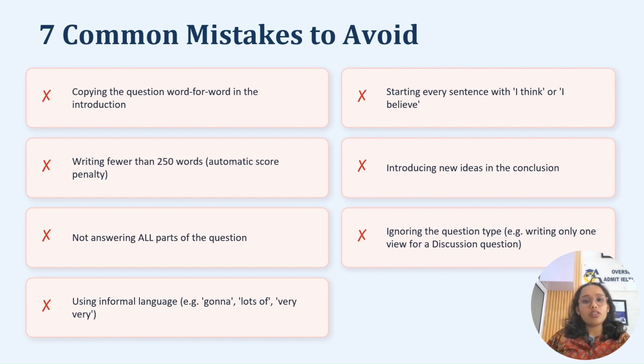Words like gonna, stuff, lots of, these are informal English words. Number five, starting every paragraph with I think. Number six, introducing new ideas in the conclusion. And last, number seven, ignoring the essay type completely. Now be honest, how many of these mistakes have you made? I guarantee that you're not alone in this.